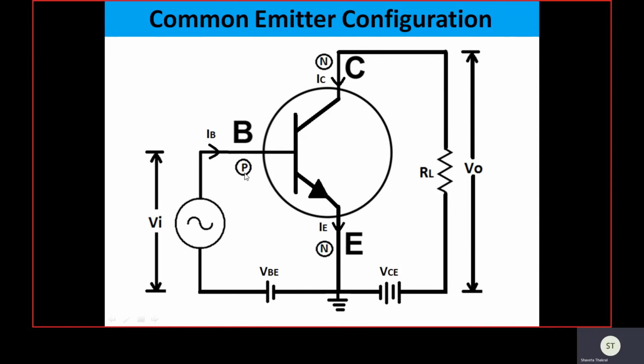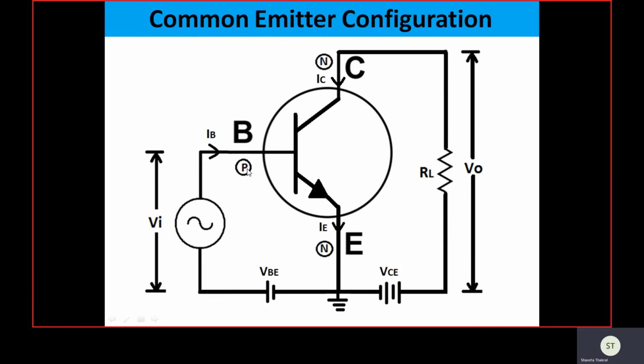We can see here that the input signal is applied between base and emitter, and the load resistor is connected between collector and emitter. The weak input signal is applied at the base terminal, and the amplified signal is measured across the collector terminal. And we have applied two types of biasing potential. One is to make the EB junction forward biased and the other is to make the CB junction reverse biased.